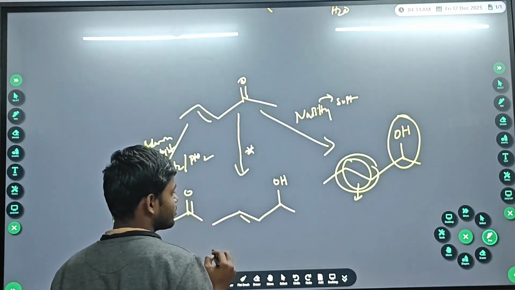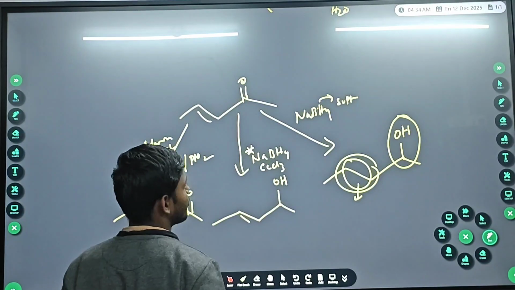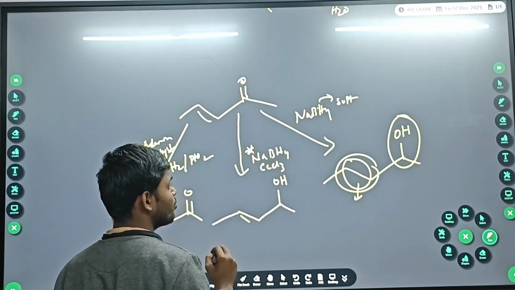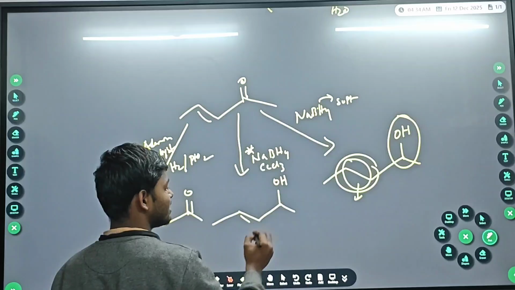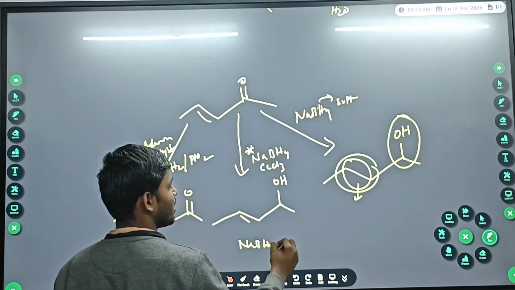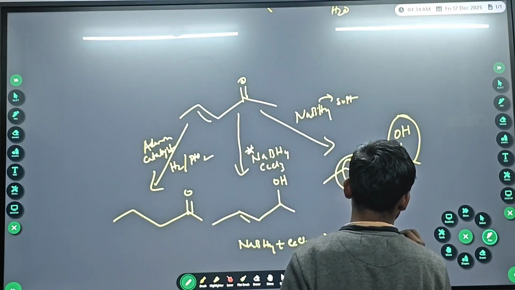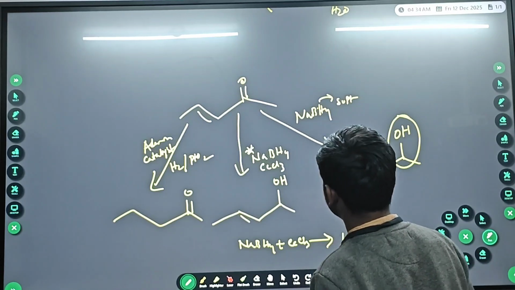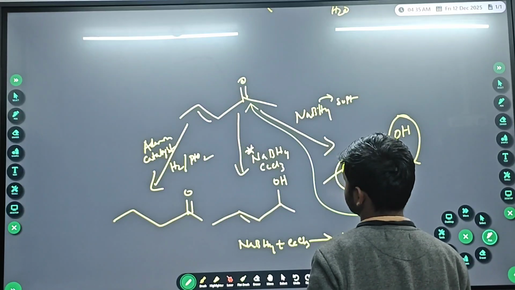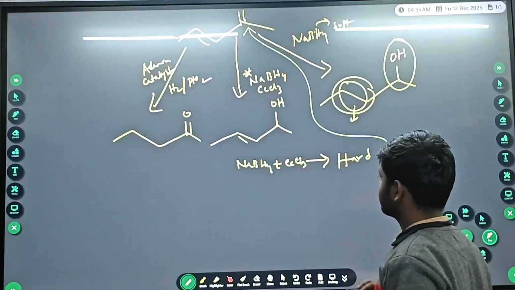How will we reduce this? This is one reaction: sodium borohydride and selenium chloride. How does this happen? The sodium borohydride coordinates to selenium chloride and makes a hard center. So for that hard center, it will approach this center first. This center will be the most targeted center, at least 97% will be this product. Okay, so these are the reactions.